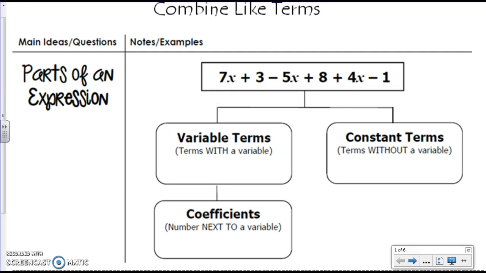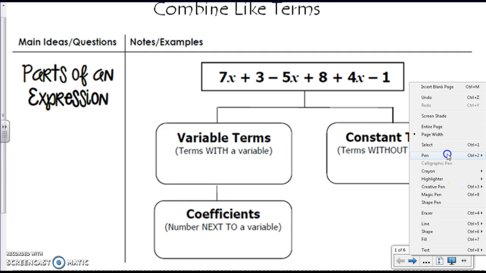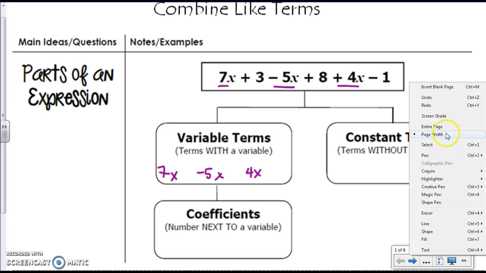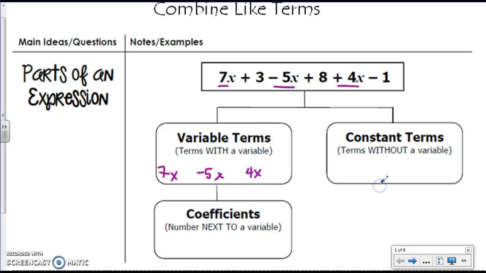plus 8 plus 4x minus 1, we have what we call parts of the expression. Okay, so really important for you to know the different parts. Variable terms are anything with a variable in them. So 7x, negative 5x, and a positive 4x, or 4x. Okay, so these three are my variable terms because they have a variable in them. Notice that I put the sign with that term. They do go together. Okay?